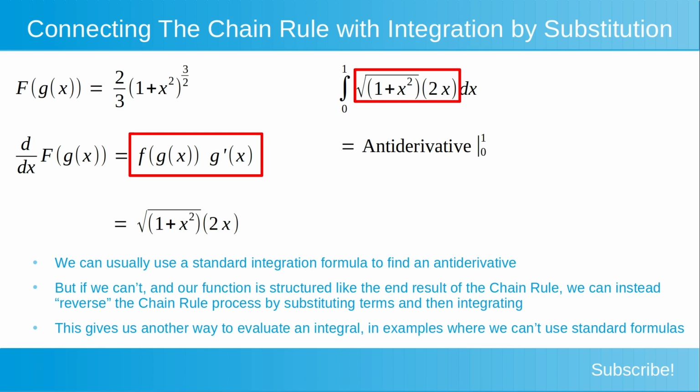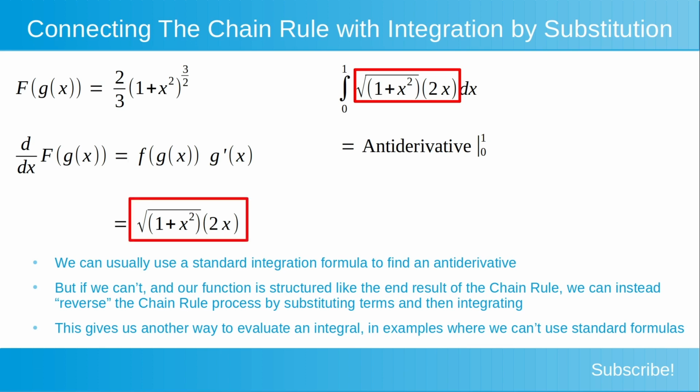So our function which we are attempting to integrate at the top right hand side of the screen is indeed structured like the end result of a chain rule differentiation calculation. In fact, it is the result which we got in our previous example.